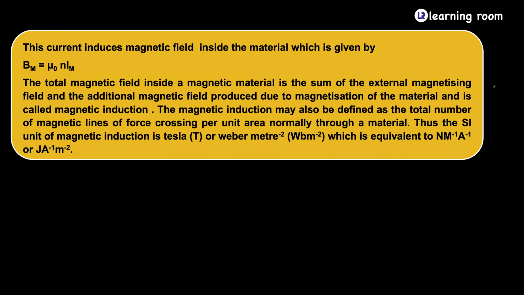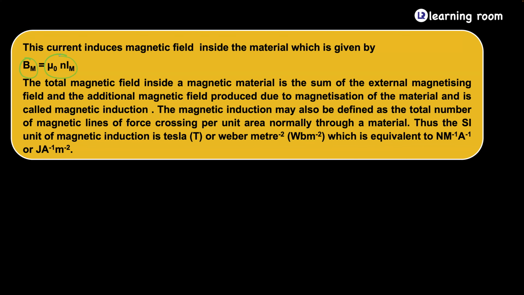Right. So if you observe the current that was there, that surface current which I told, due to the surface current, what is going to be the field that will get generated? It will be mu naught into small n into Im. Basically, I'm using the same formula mu naught N I only. But when you talk about the magnetism inside the magnetic material, it is happening because of the surface current. So it will be Im, right?